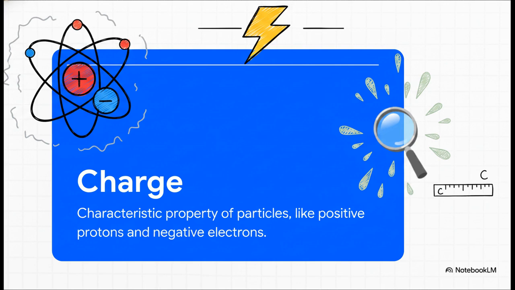So let's meet our very first foundational character here, charge. Charge is simply a characteristic property of particles. It's basically the core building block of the entire electrical universe. Protons carry a positive charge, while electrons carry a negative charge, and we measure this whole thing in coulombs. You can kind of think of charges as tiny, invisible drops of water, just waiting to move. On their own, they're just potential waiting to be unleashed.